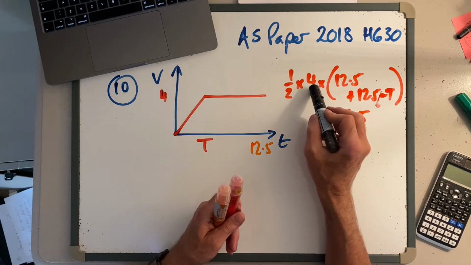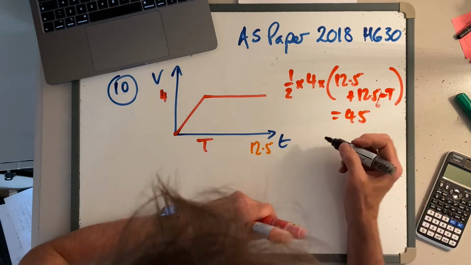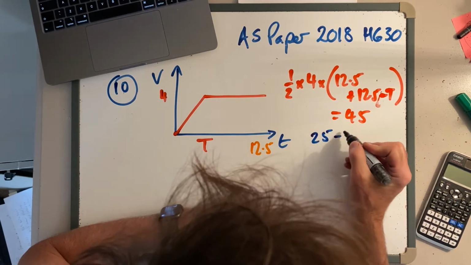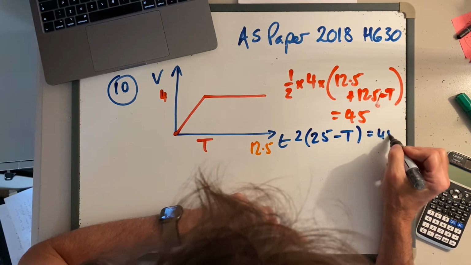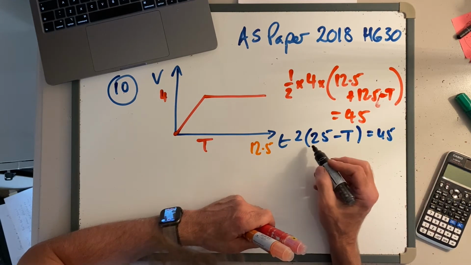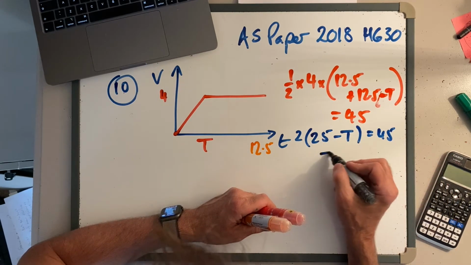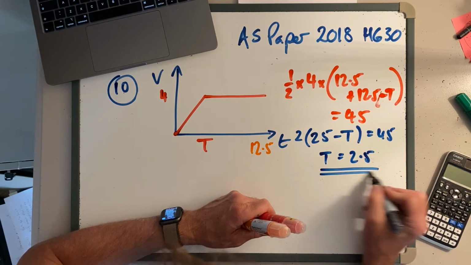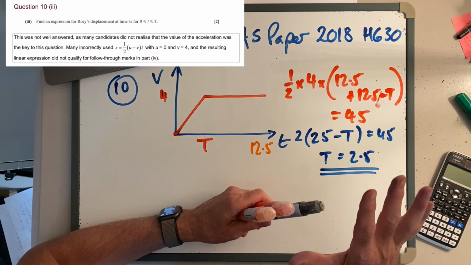So that's 2 times this. So I get 25 minus t, times by 2, equals 45. So divide by 2, 22 and a half. So t is 2.5. If you did that, obviously use a calculator. That's how you do that.